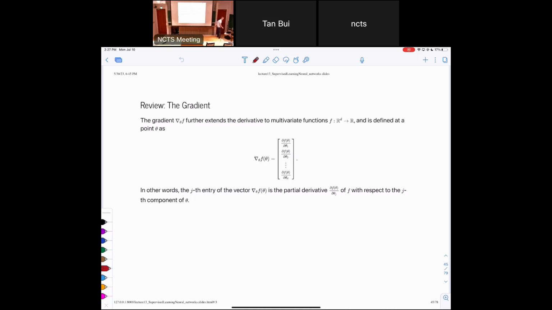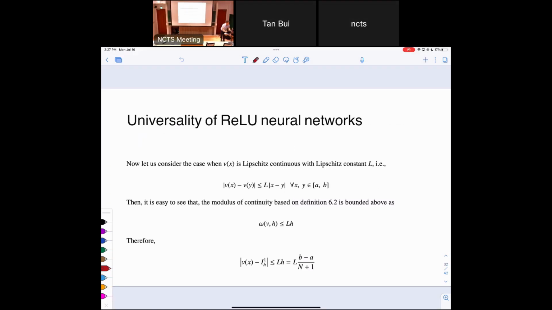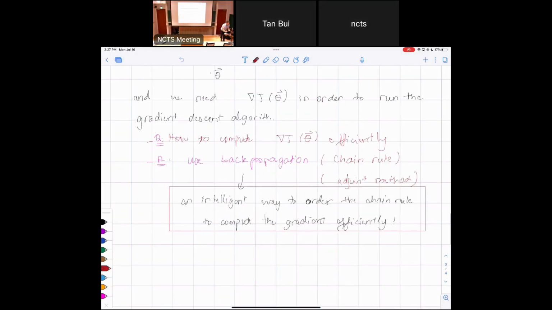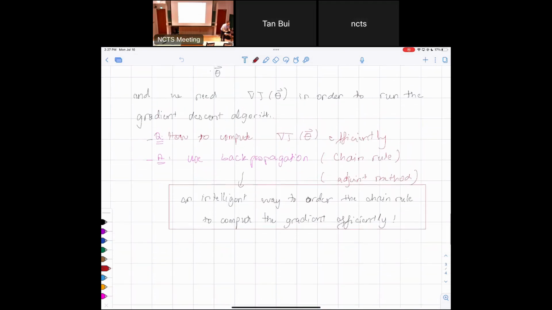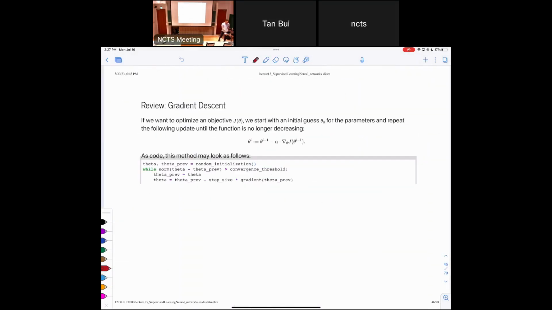Let me write this. Remember that gradient descent requires theta i plus 1 equals theta i minus delta times the gradient of J at theta i. Okay, that's gradient descent. So we need the gradient. The gradient is a vector, so we need the partial derivatives clearly.